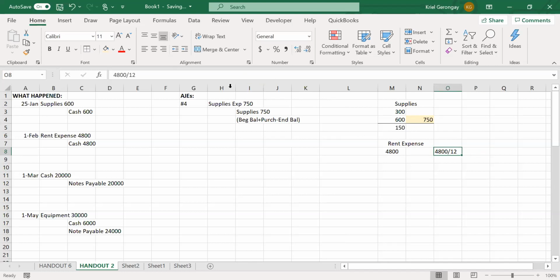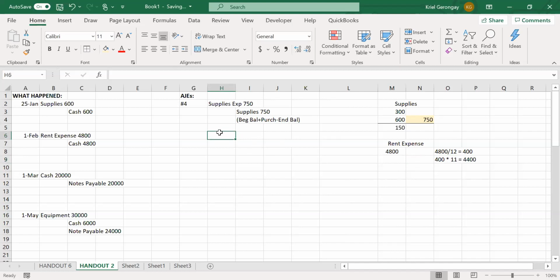So counting the months, only 11 months have elapsed, which means that you paid for an extra month's worth of rent to be carried on to the next year. So this is the monthly amount, the 400. 400 per month times 11 months that have elapsed from February to December equals 4,400. So this number should be what you recognize as your rent expense for the year.